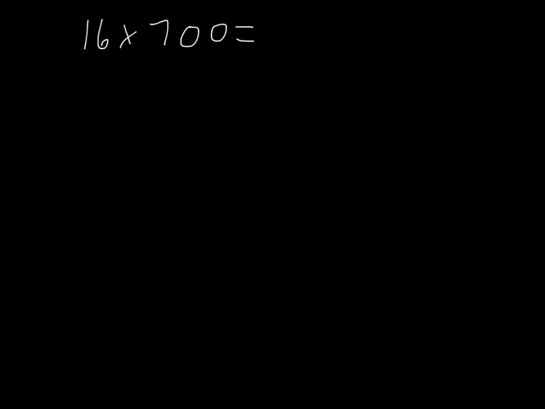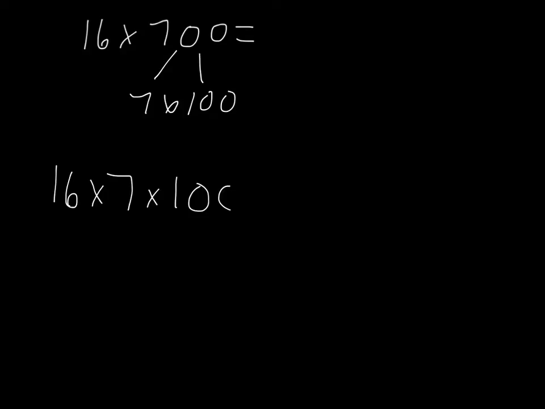And I think what we should be able to recognize is actually 700 is actually 7 times 100. And so this problem could be written as 16 times 7 times 100. And if we do that, we actually should recognize that we can do 16 times 7, and then multiplying by 100 we can do in our head. We can just add 2 zeros.